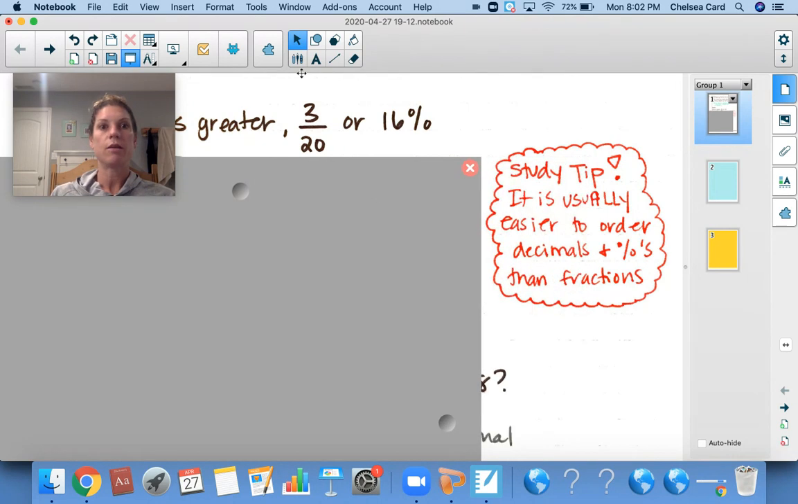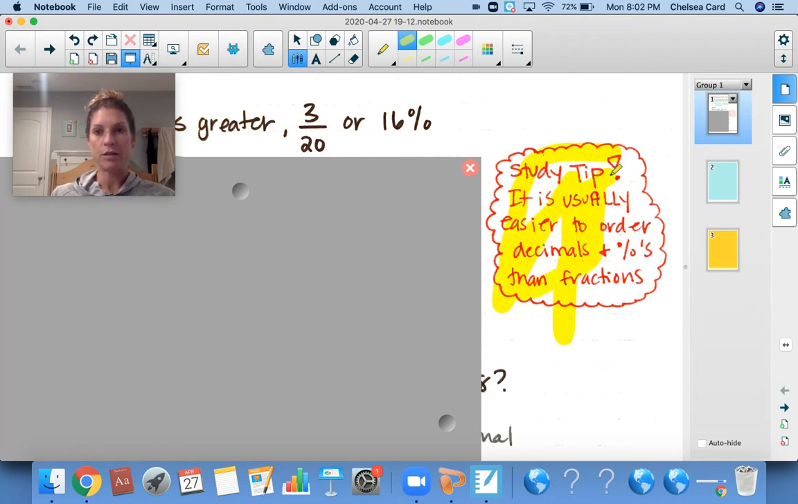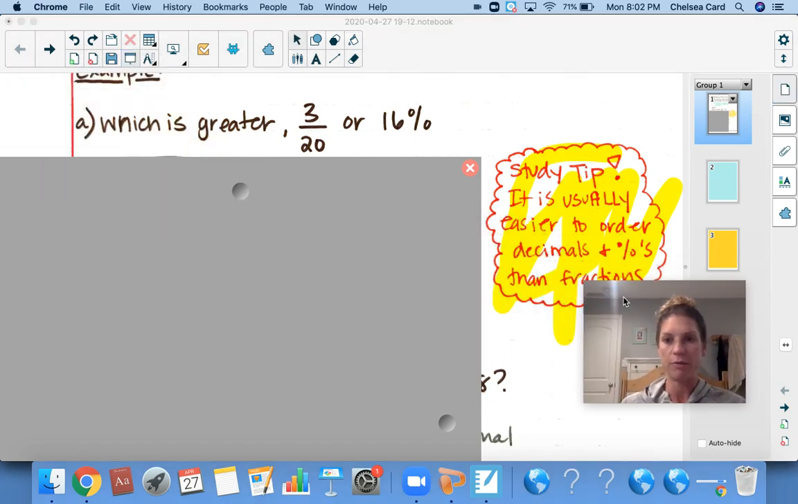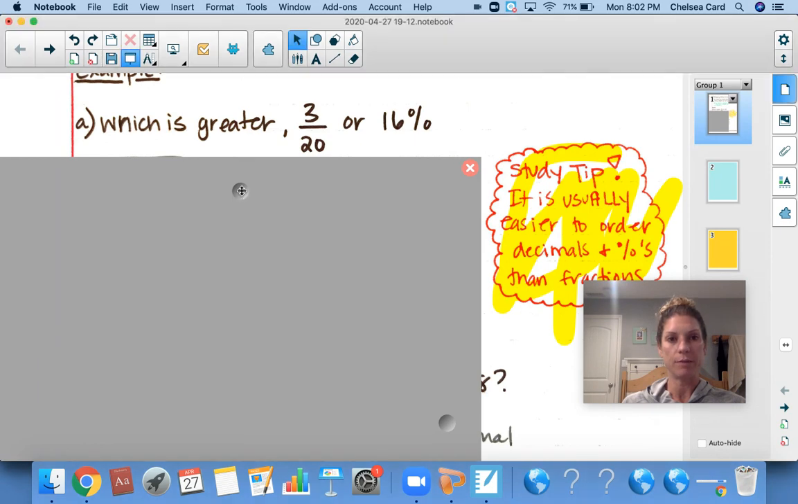Just as a study tip, I always think that it's easier to order decimals and percents as opposed to ordering fractions. Fractions are messy, no one likes to deal with them. It's easier to stick with decimals and percents when and where you can. That's not going to be all the time, but if you can, try to stay away from those fractions. So if we look at 3/20ths and 16%, I have a fraction and a percent. I'm going to try to convert this 3/20ths into a percentage.